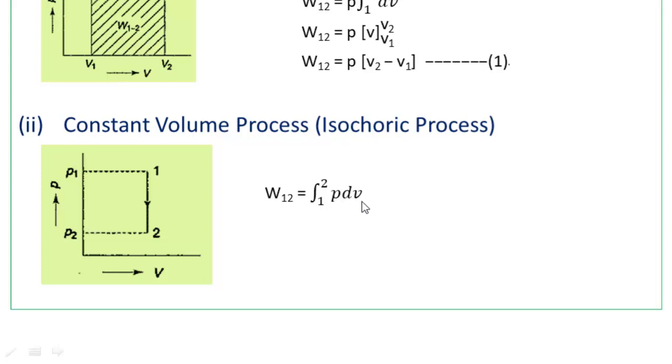This volume is constant now. For this process, volume is constant. So if it is constant, then dV is going to be 0. So 0, if you integrate, then we will get 0. Right? So the work done during a constant volume process is 0.